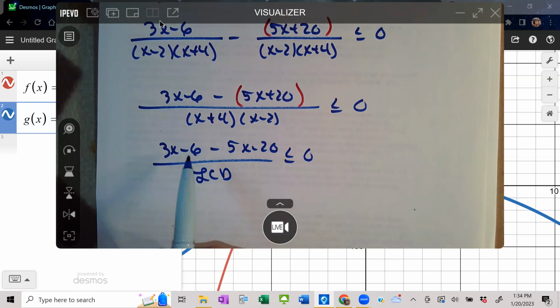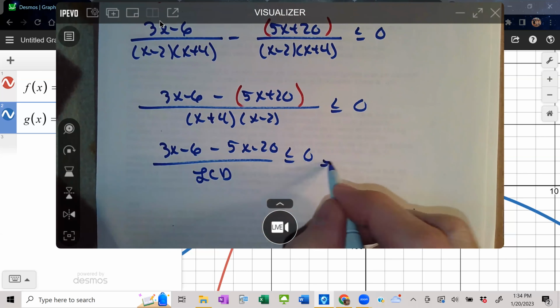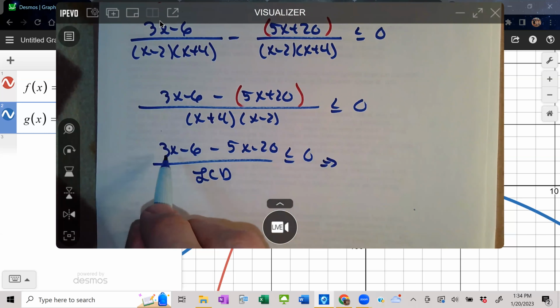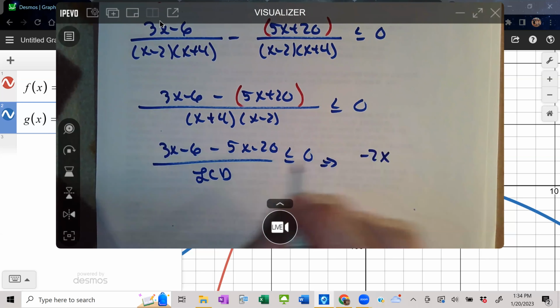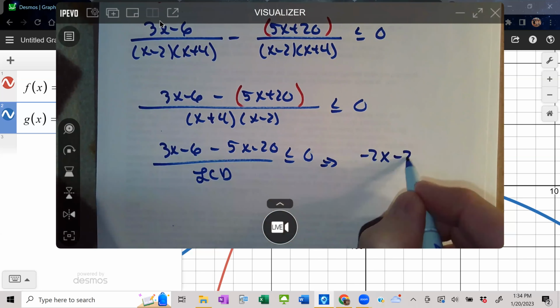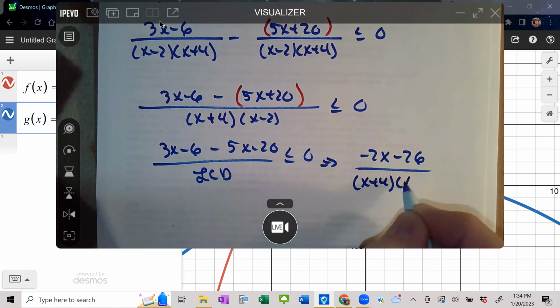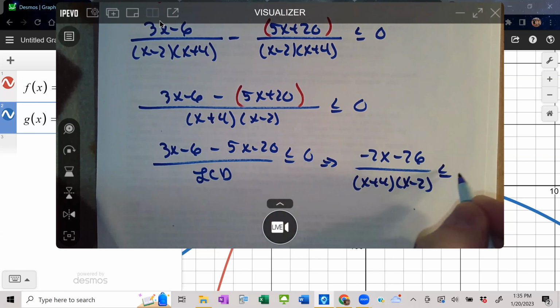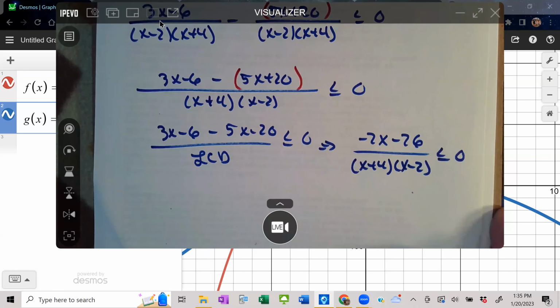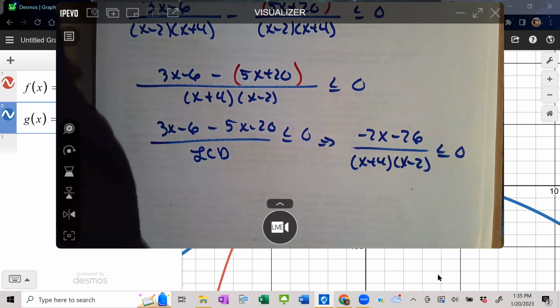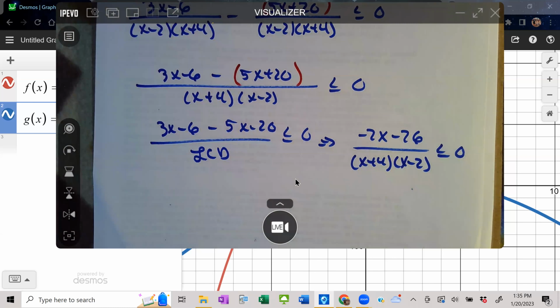Finally, I've got like terms that I can combine. So 3x minus 5x gives me negative 2x minus 26 over, and let's write it again, x plus 4, x minus 2. I want to know where that's less than or equal to 0. Whew, long way to get here. Let's see what happens from here.